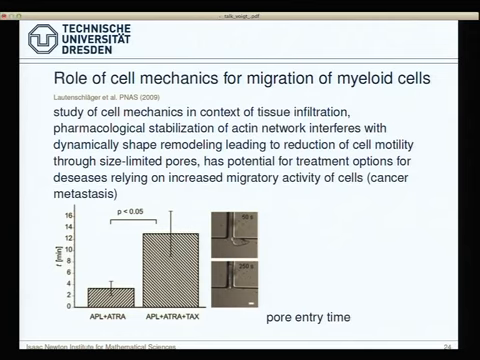The speculated application is that if one can modify the cell in such a way that this entry time is reduced, then that might be a treatment for diseases where such an increased motility is important, for example in cancer metastasis. So we are now interested in how changing the mechanical properties of the cell really influences the possibility of a cell to go into such small channels.